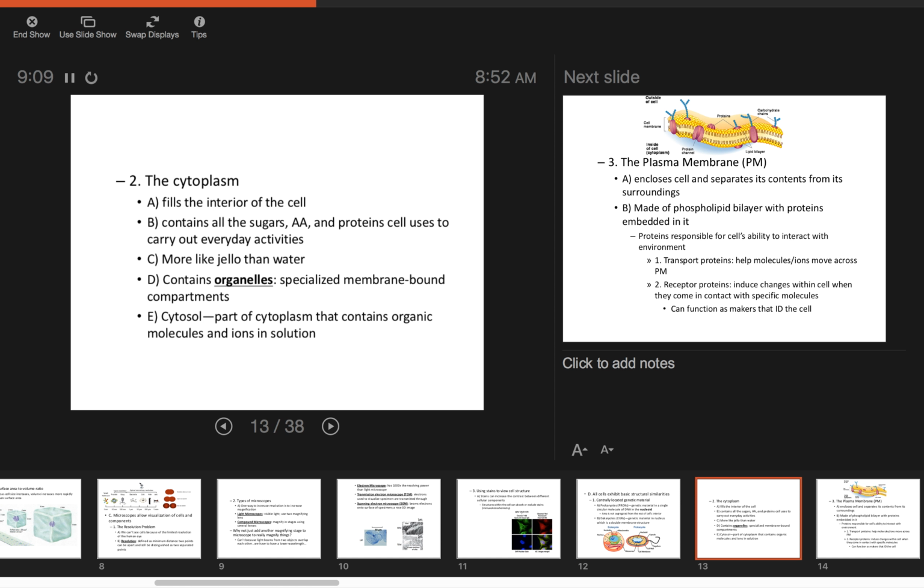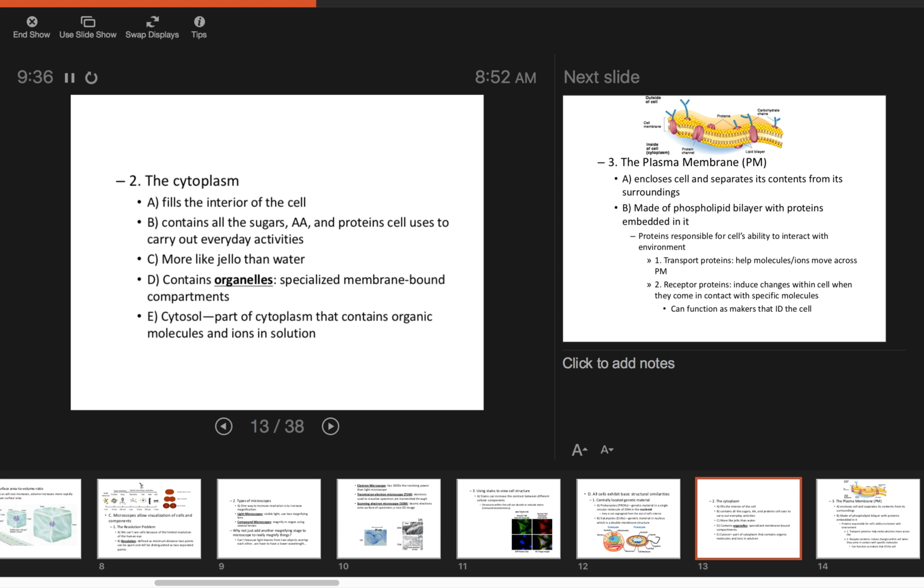The second similarity that all cells have is they have a cytoplasm. It fills the entire interior of the cell. It's this aqueous solution, containing sugars, amino acids, proteins that the cell uses to carry out everyday activities. It's more jello than water because of all this stuff. This is where you will find the organelles, which are specialized membrane-bound components that carry out different functions for the cell. You may have heard the term cytosol.